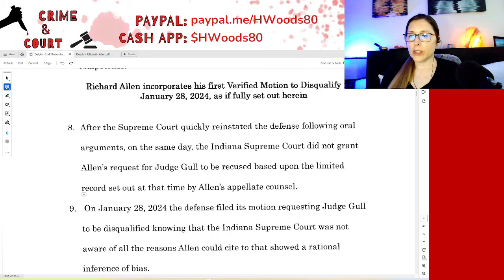So, after the Supreme Court quickly reinstated the defense following oral arguments, on the same day, the Indiana Supreme Court did not grant Allen's request for Judge Gull to be recused based upon the limited record set out at the time by Allen's appellate counsel.